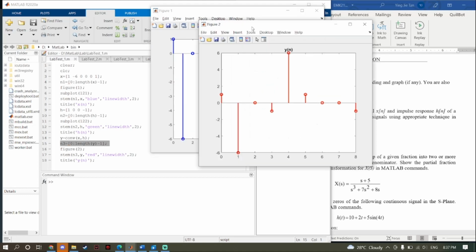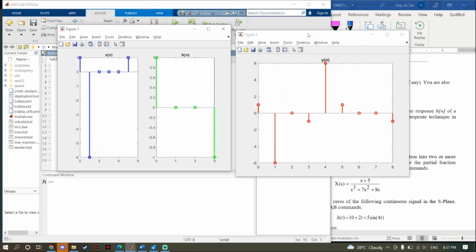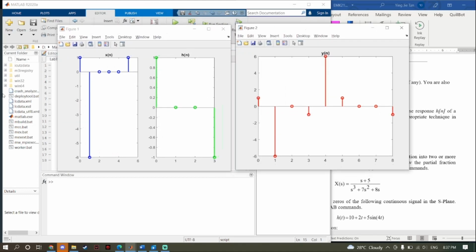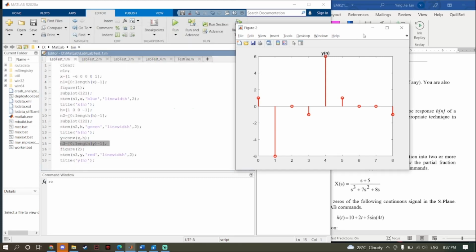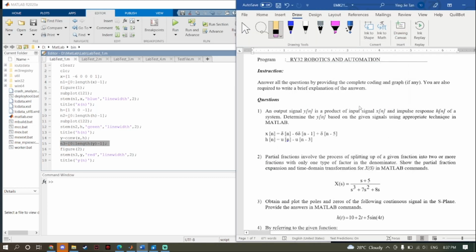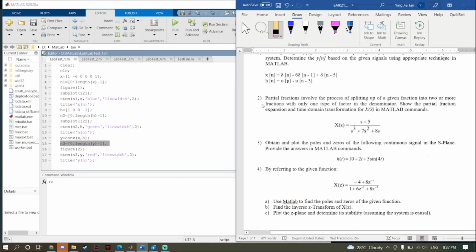Okay, so here is our signal. For figure 1, I have put my x[n] and h[n] inside a figure, so this is the signal plotting for x[n] and h[n]. Figure 2 will be my output signal y[n], which is after the convolution, and here's my result for question 1.